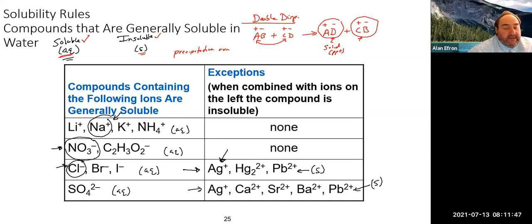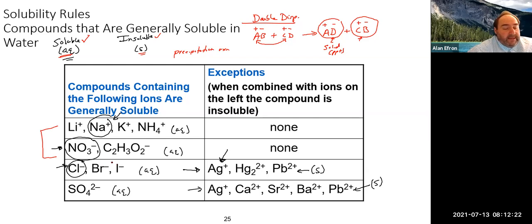So here are some of these that we talked about last time. Basically group one and ammonium, nitrate and acetate. If you have any of these in the chemical formula of an ionic compound, it is going to be aqueous, and it's going to be aqueous because there are no exceptions. Because there are no exceptions, as soon as you see any of those present in a formula, you can safely put the aqueous symbol next to it because it should not form a solid in that particular case.